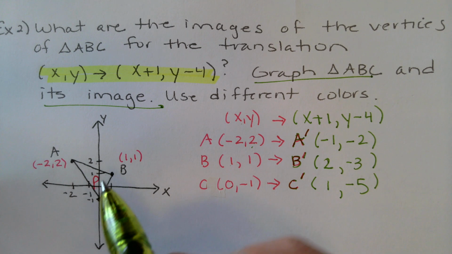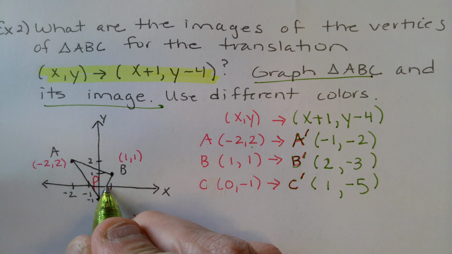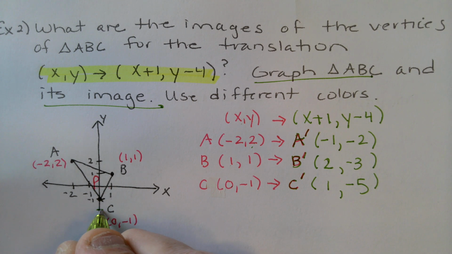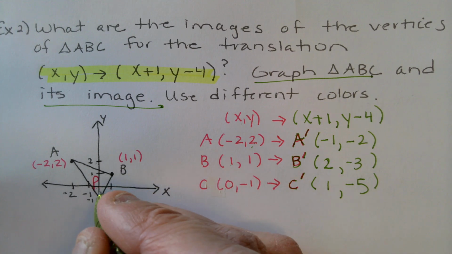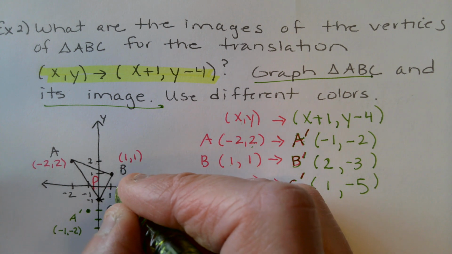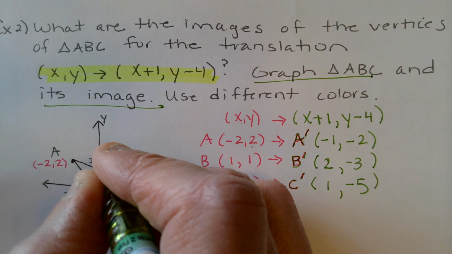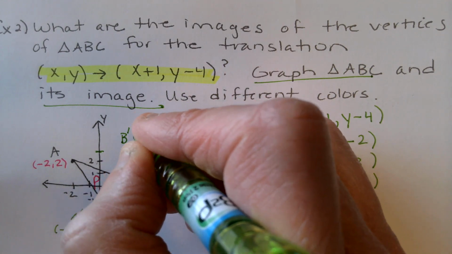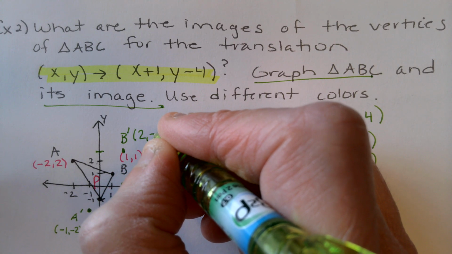Okay, so we have negative 1, negative 2. So I need to extend this down a bit, don't I? 1, 2, 3, 4, and 5. So negative 1, negative 2 is right here, and that is your A prime. Then we need the B, which is 2, 3. So 2, 3 is up here, and that is B prime. 2, negative, oh.